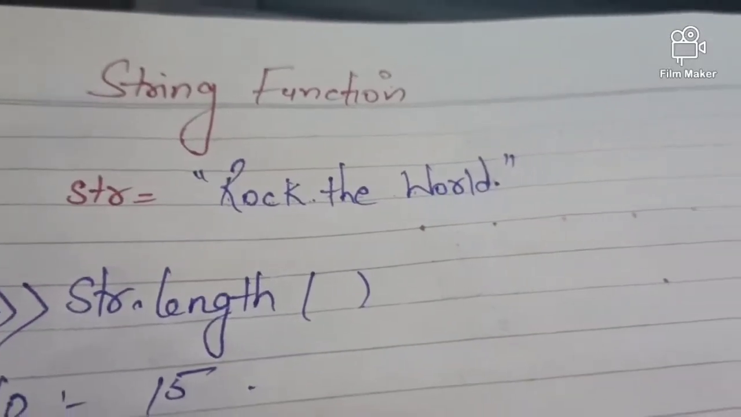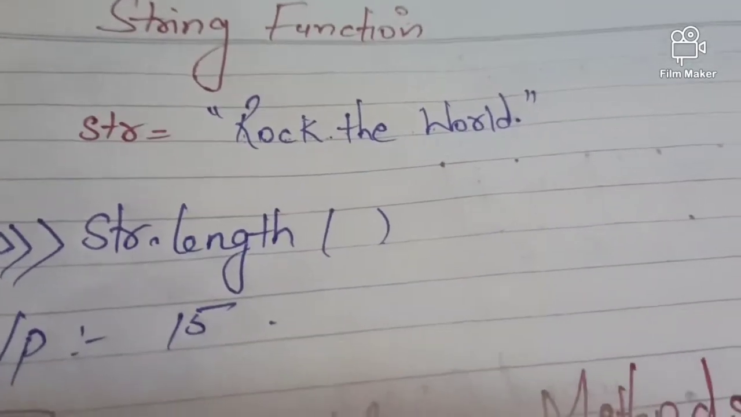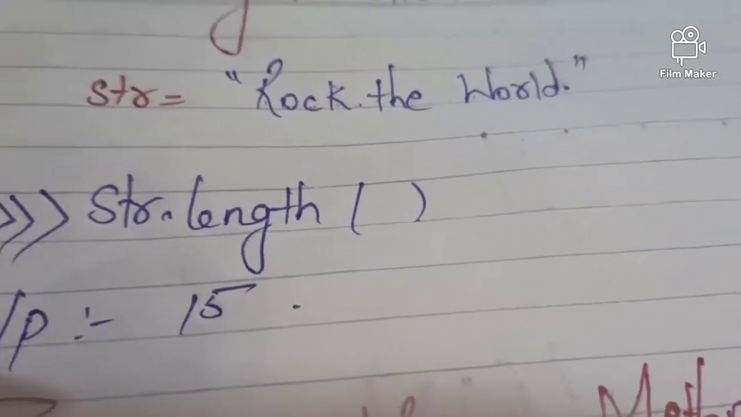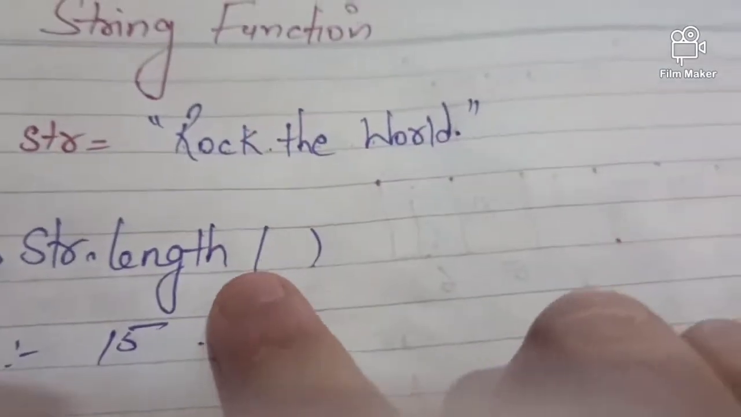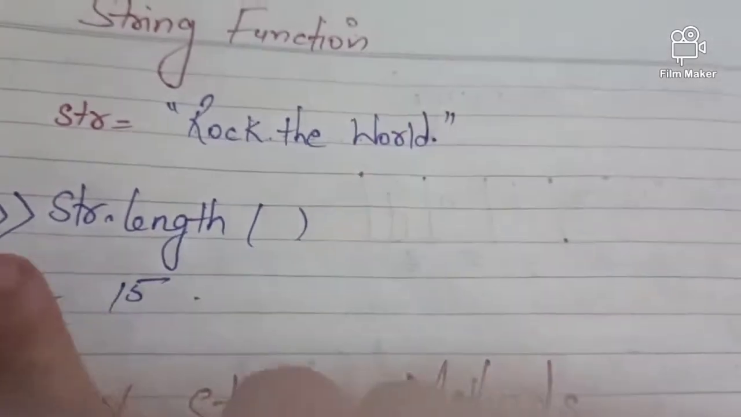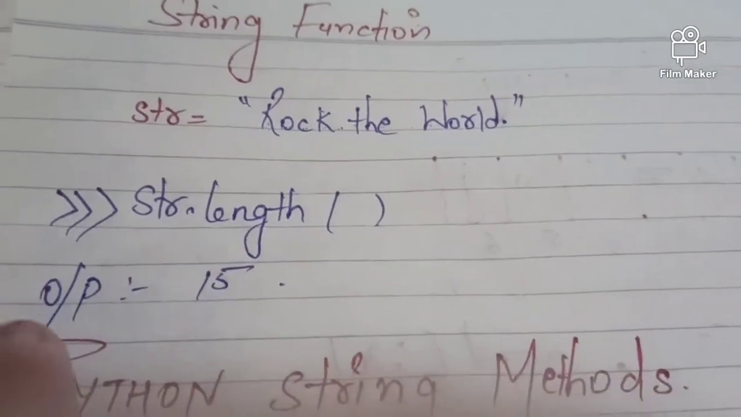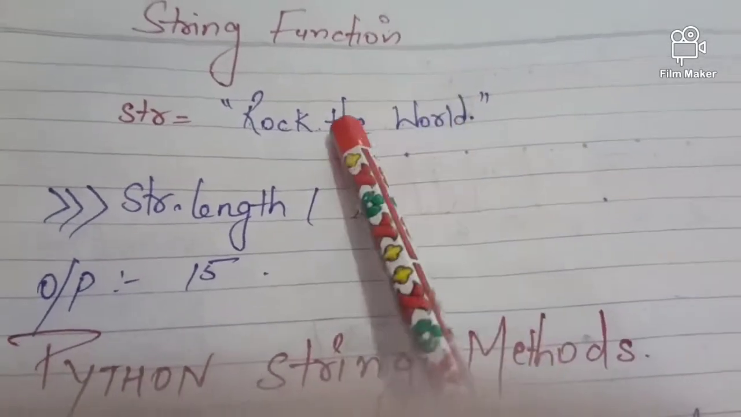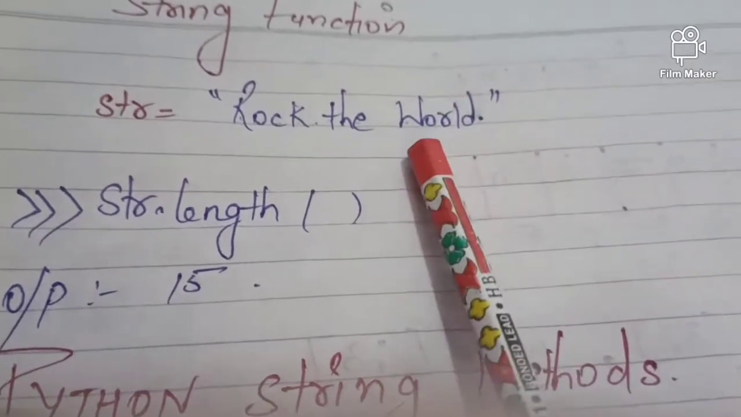Yes, so now we shall discuss our next term, that is string function. Here I have declared the variable, that is string str equals to "rock the world". Now if I want to know the length of this string, how can I do that? By using this function, dot length with parentheses, we will get the length of the string. Here you have to write the variable that you have declared. So dot length parentheses is the function for getting the length of the string.